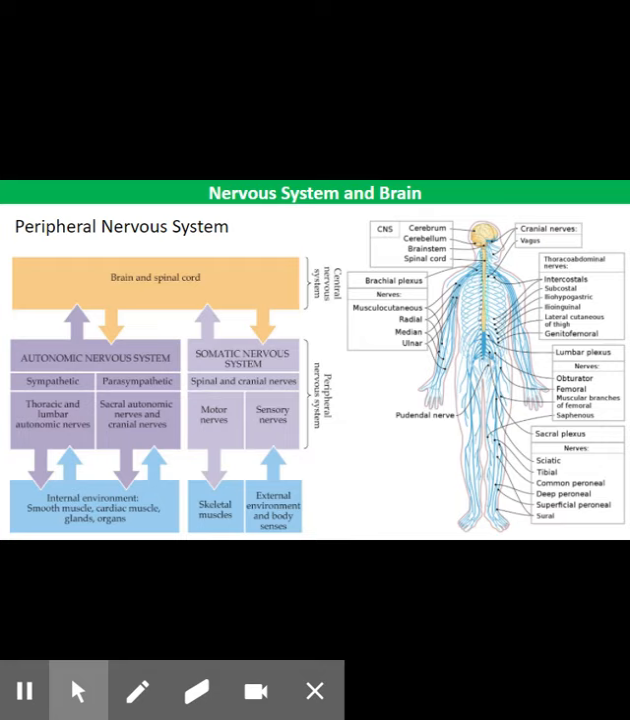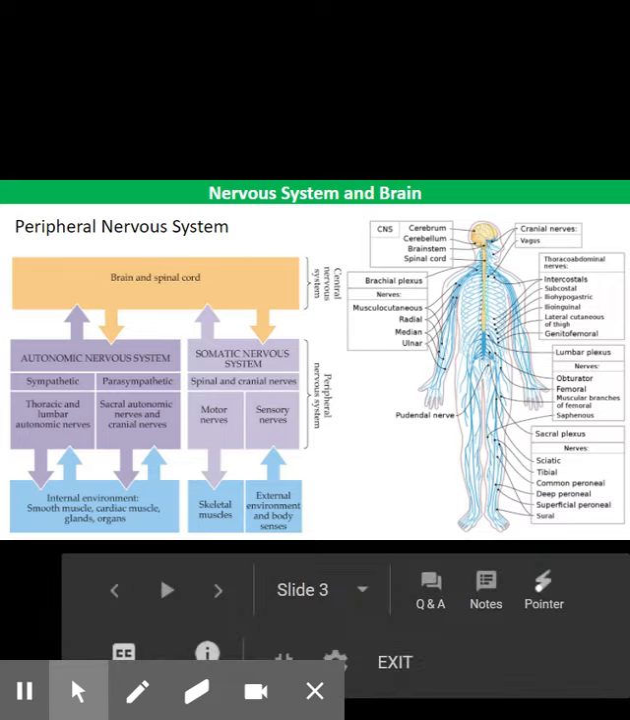The autonomic nervous system is then further divided by function into the sympathetic and the parasympathetic nervous systems. Generally, if the outcome increases activity, it involves the sympathetic nervous system. So, for example, an increase in heart rate. Whereas if the outcome decreases activity, it involves the parasympathetic nervous system. So that would be like a decrease in heart rate.